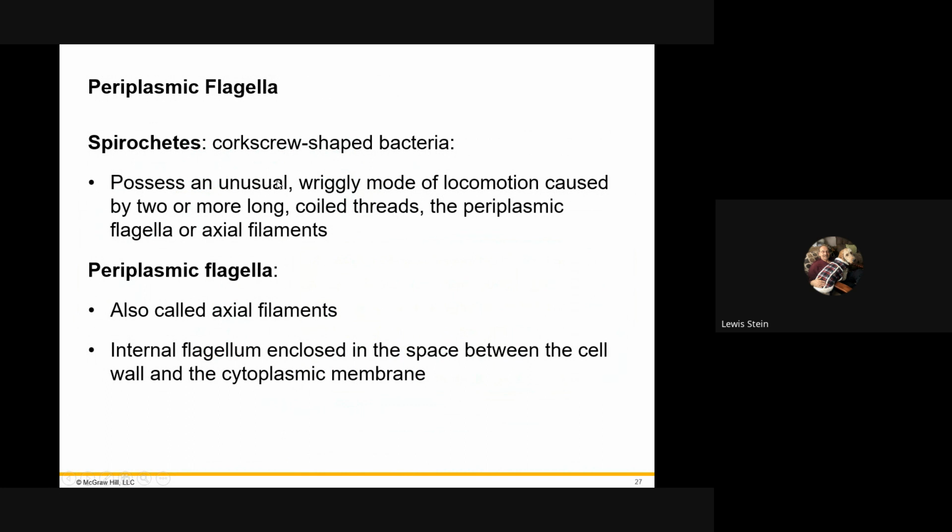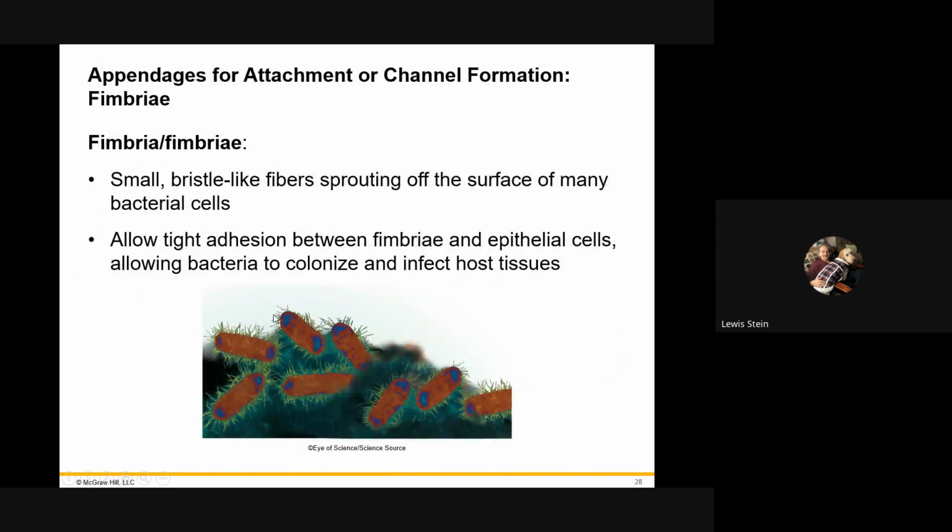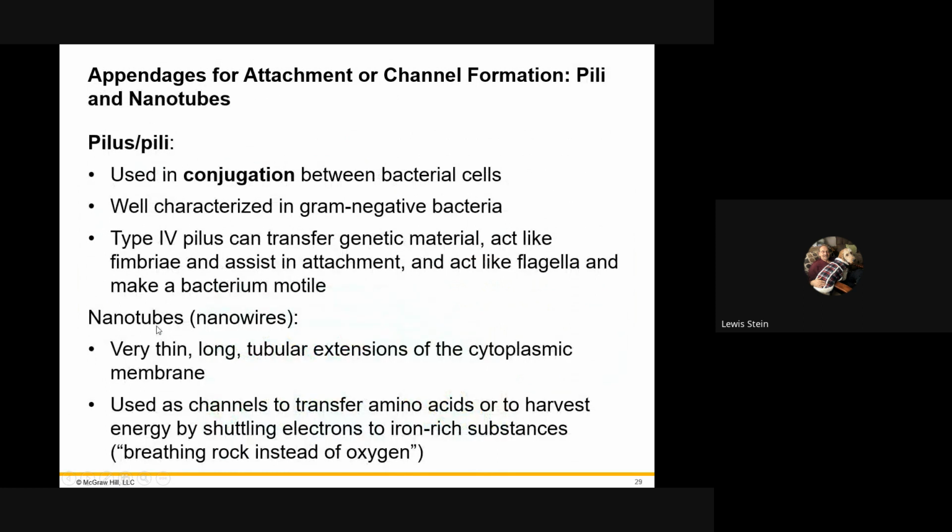Spirochetes are different. Okay, they have inside the cell threads that are spiraled. They call them periplasmic flagella or axial filaments. And it's easier for me to show them to you if they have it.